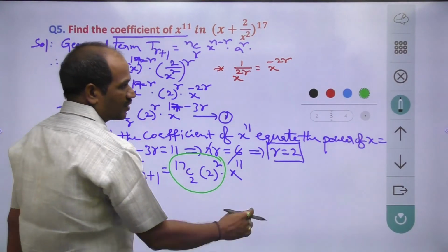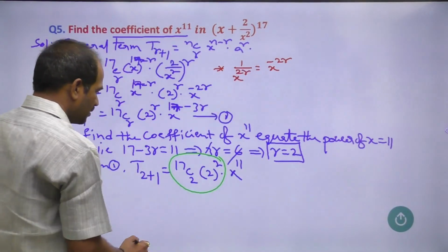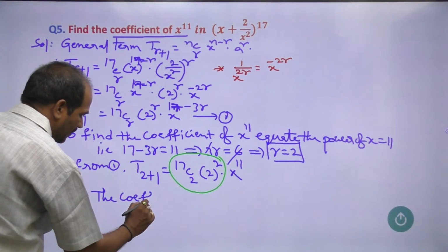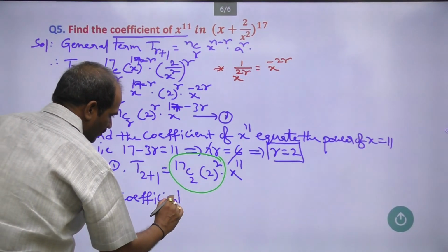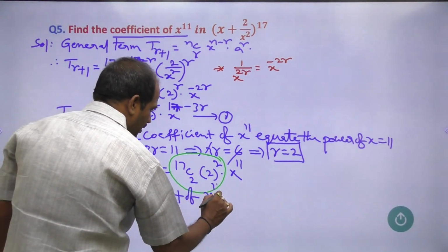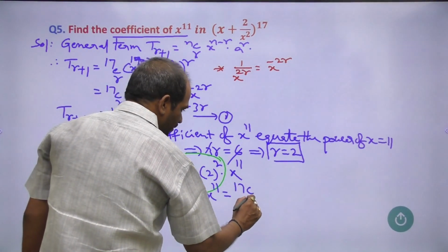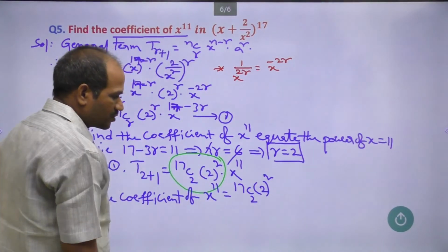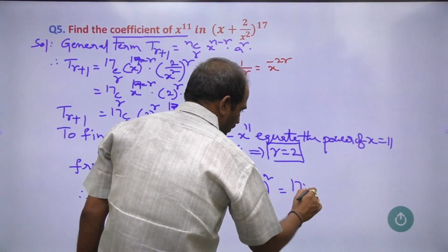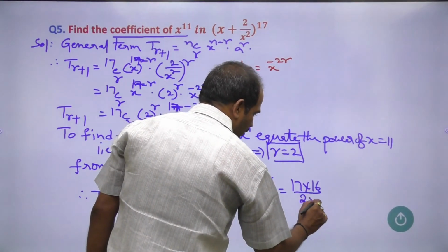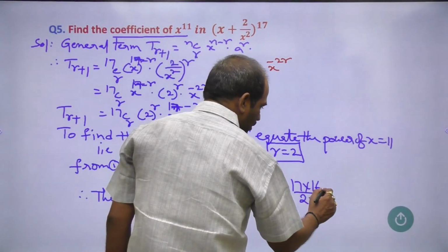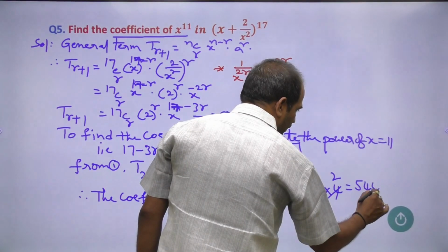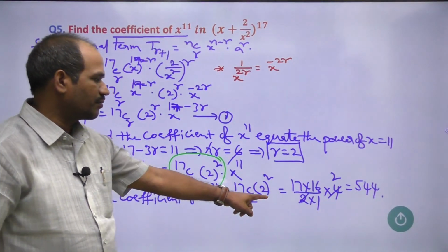Therefore the coefficient of x power 11 is 17C2 into 2 square. 17C2 is 17 into 16 by 2 into 1, into 2 square, and 2 square value is 4. The 2 times get cancelled, and the total value is 544. This is the coefficient. In the written exam, up to here is given full marks.